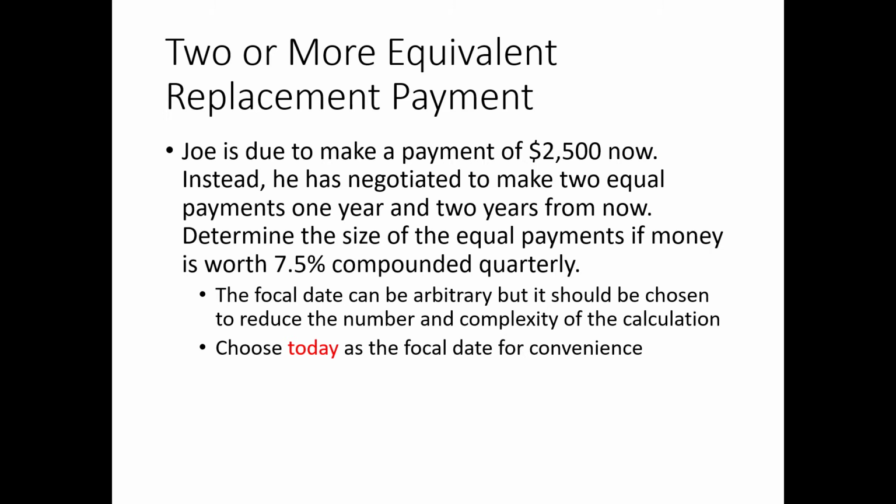So Joe is due to make a payment of $2,500 now. Instead, he's negotiated to make 2 equal payments 1 year and 2 years from now. Determine the size of the equal payments if money is worth 7.5% compounded quarterly.